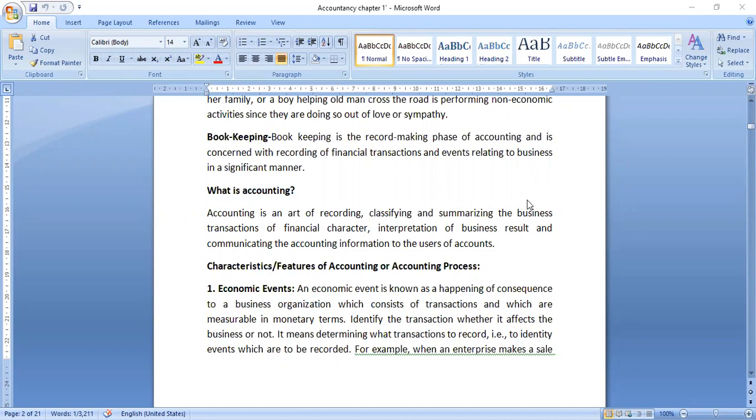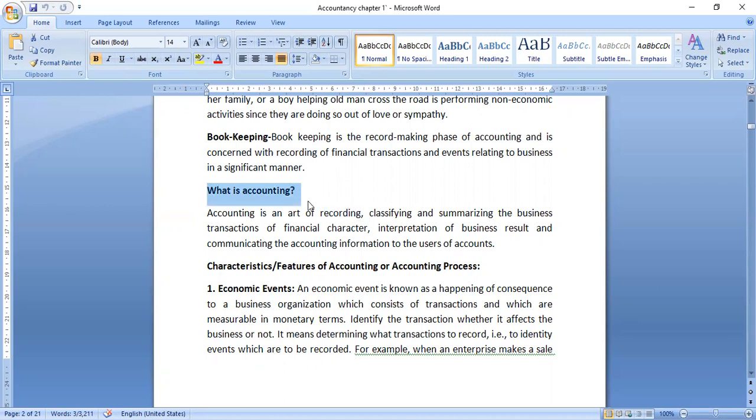So, student, we have to now discuss what is accounting. As I told you, bookkeeping is where we record the transactions of the business, only business. We have to record the transactions of business. That's called bookkeeping. But whether we are in profit or loss, that we have to calculate, and that is a part of accounting.